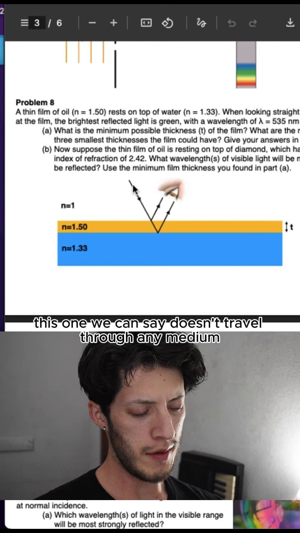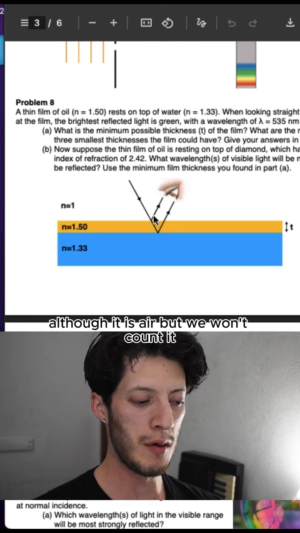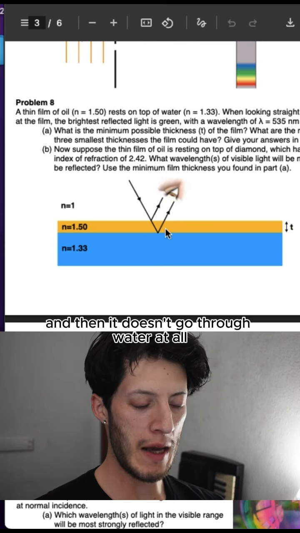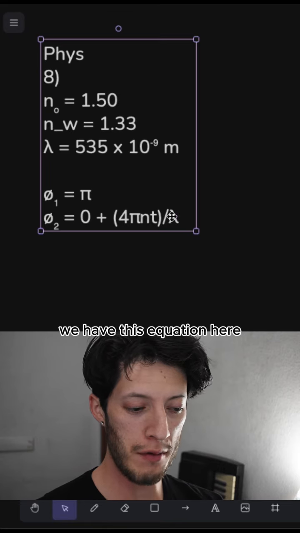That one's just 0. This one we can say doesn't travel through any medium, although it is air, but we won't count it. This one does, it's oil. And then it doesn't go through water at all. It reflects off of it. So for that path that it travels through the oil, we have this equation here.